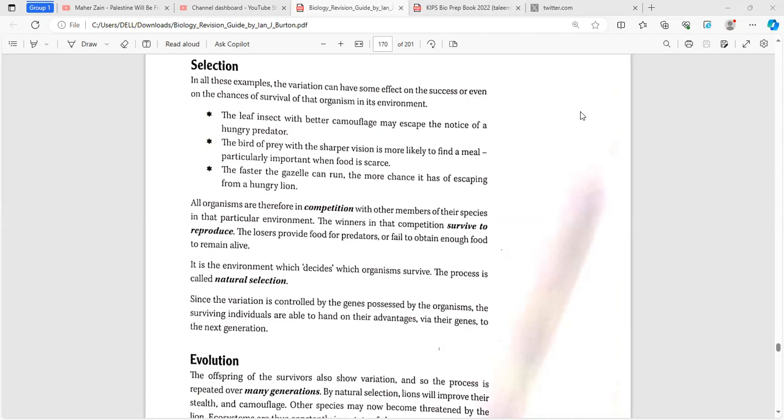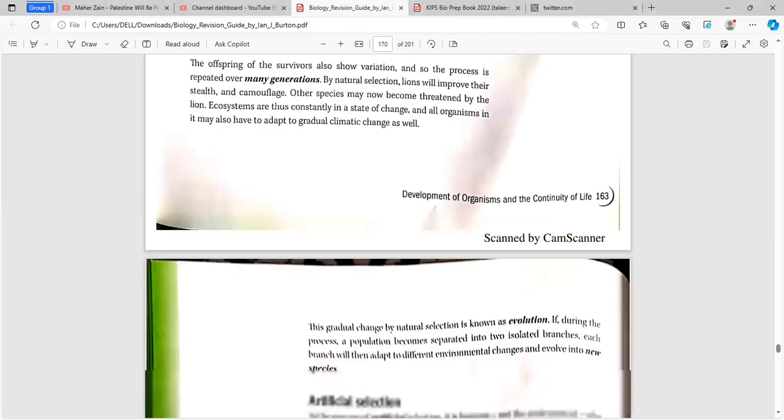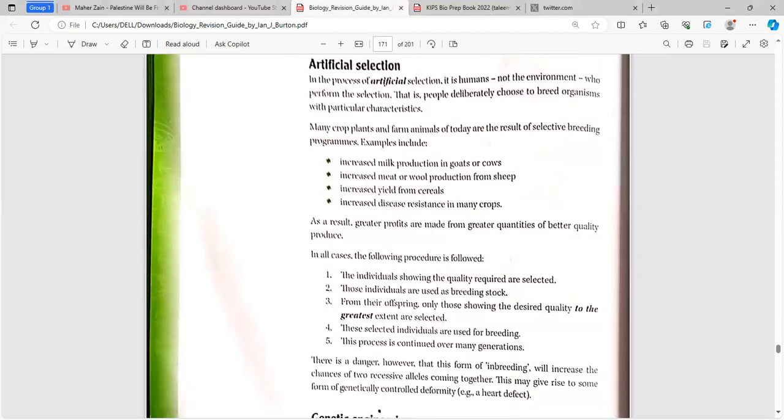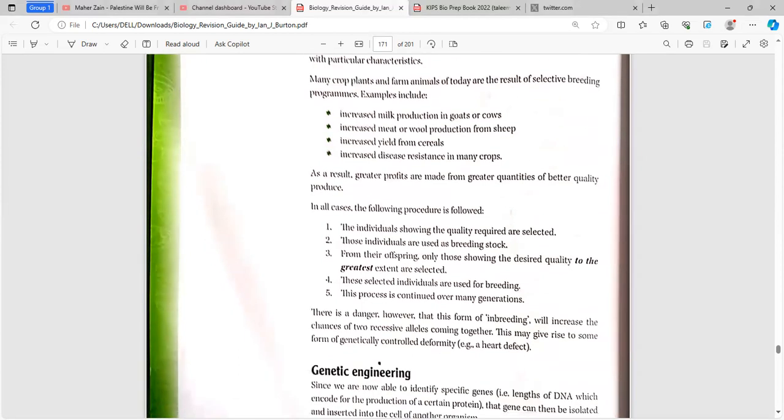Now, what is the difference of it with artificial selection? Artificial selection is the process in which humans specifically crossbreed only those organisms which are beneficial for them. For example, they help to increase the production of milk in cows or goats. The advantage of this is that only those offspring are chosen which have the quality to show the most number of those characteristics.